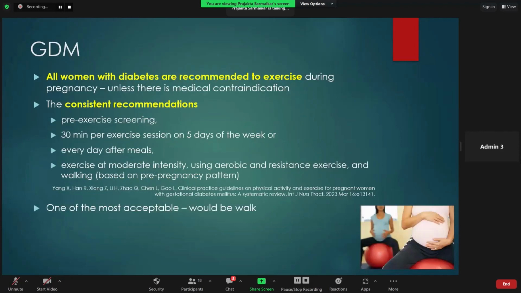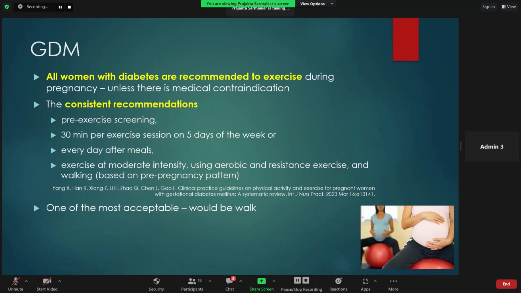A recent March 2023 article in BMJ stated that all women with diabetes who are pregnant are recommended to exercise, unless there is a medical contraindication. And there are some recommendations which are very consistent. One, you have to have a screening done from your OB or your gynac.